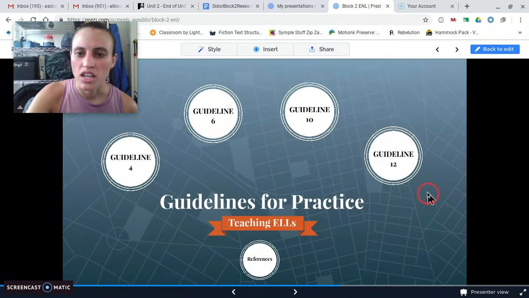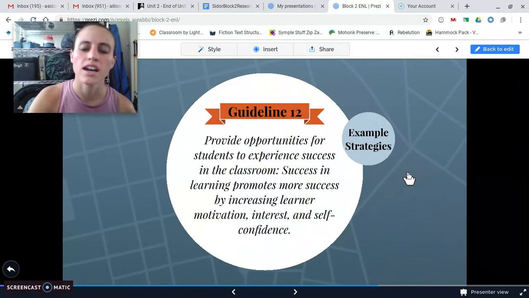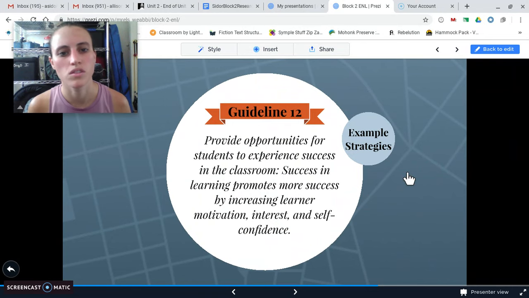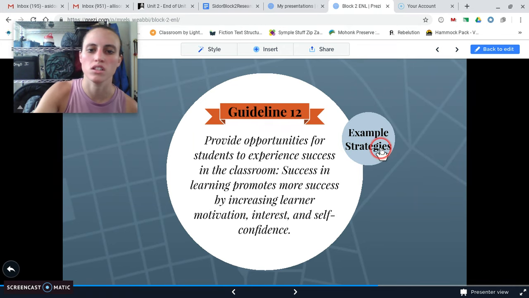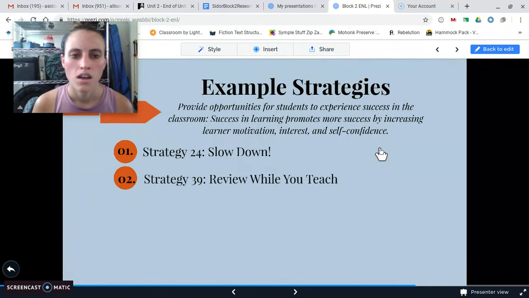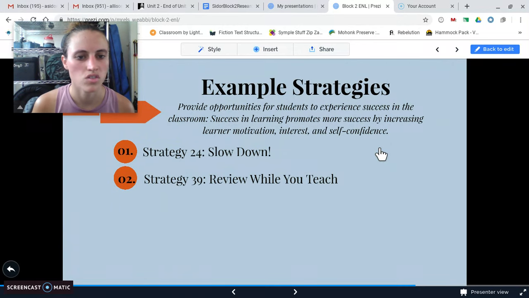The final strategy I looked at was Guideline 12. Guideline 12 says to provide opportunities for students to experience success in the classroom. Success in learning promotes more success by increasing learner motivation, interest, and self-confidence. One of the first strategies I found was strategy 24, just to slow down. I think that when we slow down our speaking, it's much easier for students to understand and they'll feel more successful when they can understand what's happening in class.